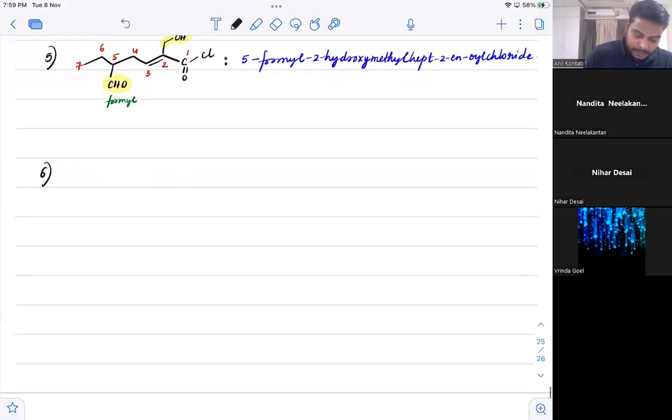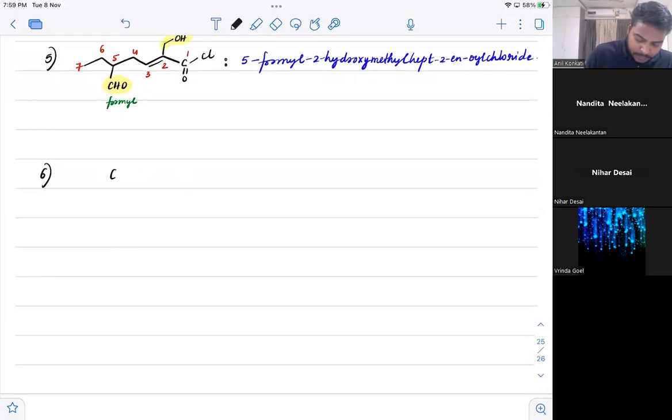Next, check this out. Suppose you have C triple bond N, this carbon is connected to a double bond O and COOH like this here, with an OH group here like this. Name it.